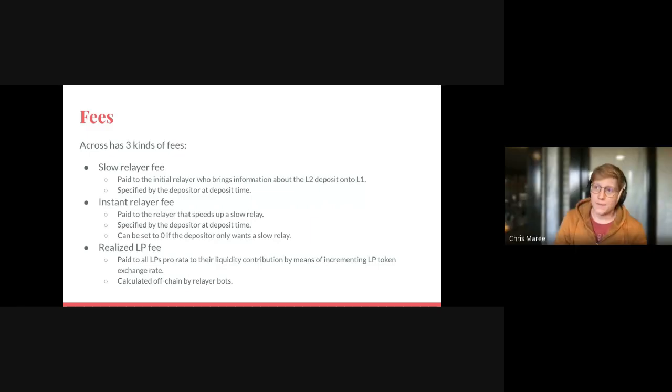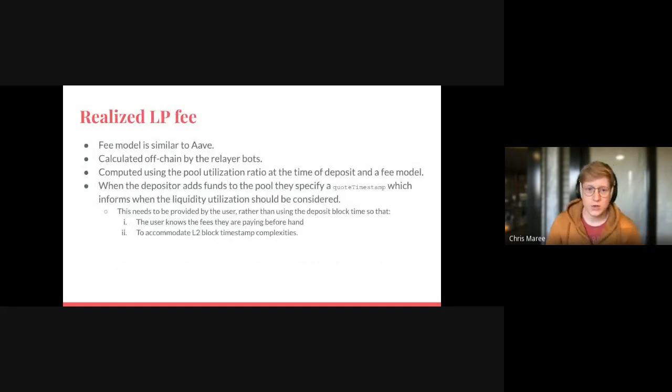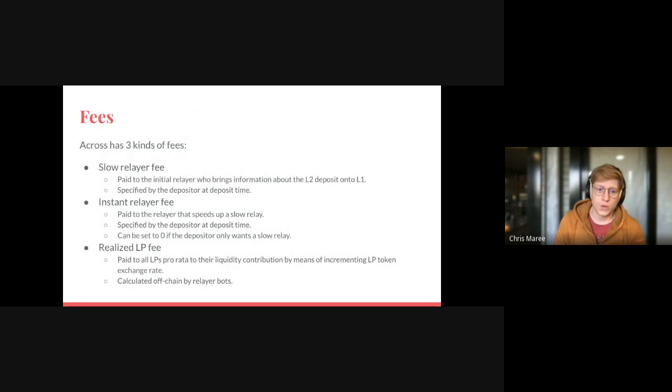Okay, if there are no other questions, then we can actually talk about the fees. So, Nick, just go back to the previous slide. There are 3 main kinds of fees: the slow relayer fee, an instant relayer fee, and a realized LP fee. The slow relayer fee is paid to that initial relayer who actually brings the information from L2 onto L1. This fee is specified by the depositor at deposit time, as is the instant relayer fee.